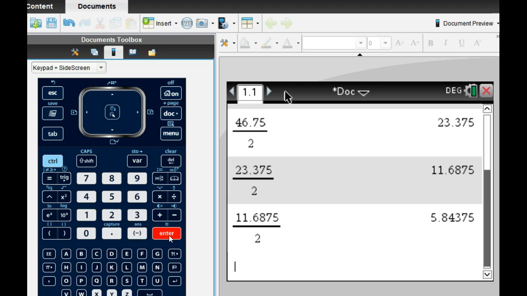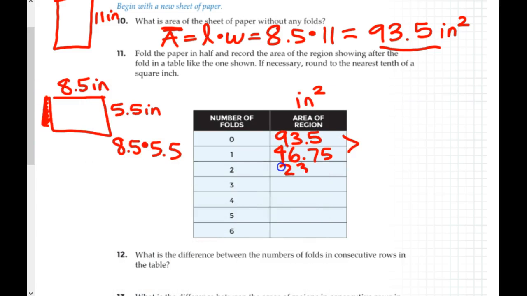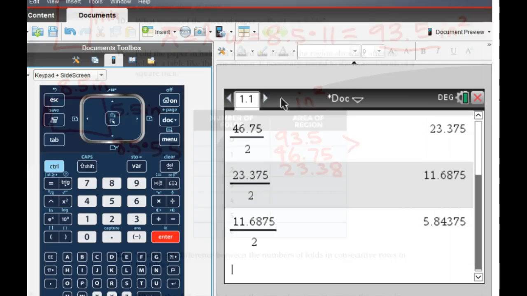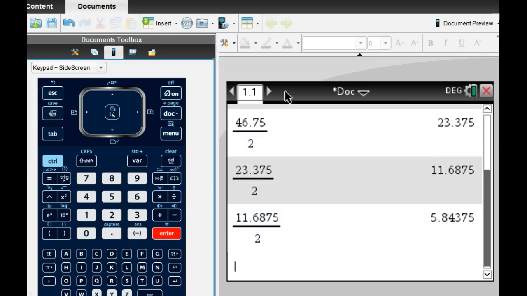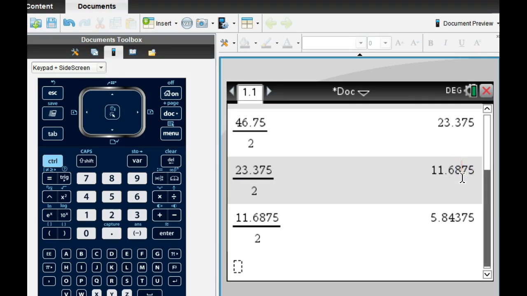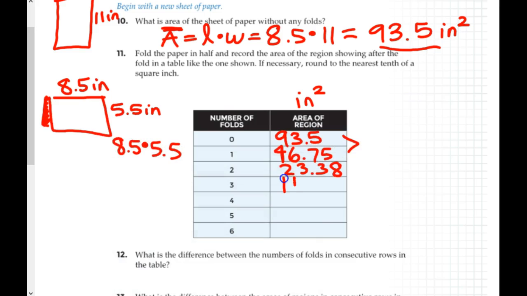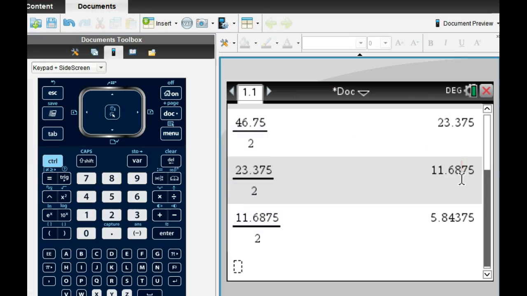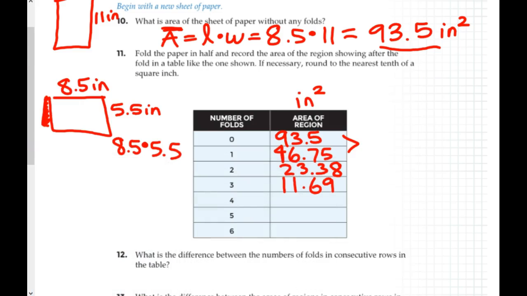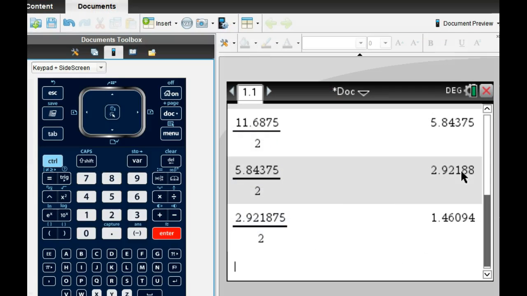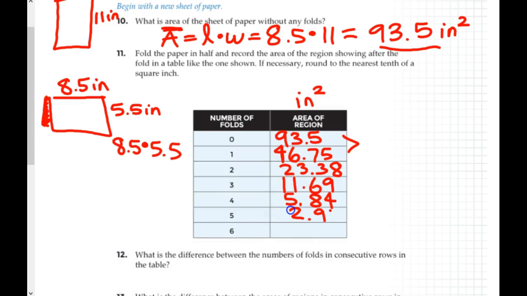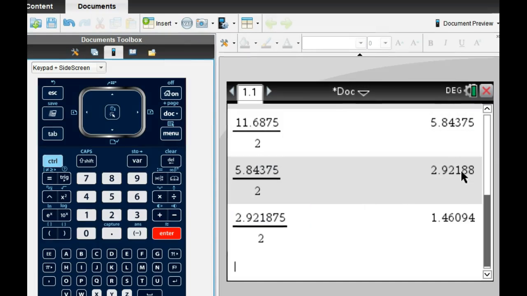right? So we got 23.375. I'm going to round to 2 decimal places, the hundredth place. So 23.38. Okay, and then I got 11.69. That 7 makes the 8 go up. Okay, 5.84. 2.92. And then 1.46.